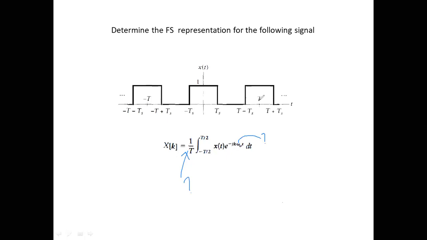Look at the question carefully. Here he has mentioned this is T and this one is minus T. Here is a 0. This is the 0. This is minus T. This is T. You can see here, this is T minus Ts, T plus Ts. So now, can anybody tell me what is the period of this particular signal?